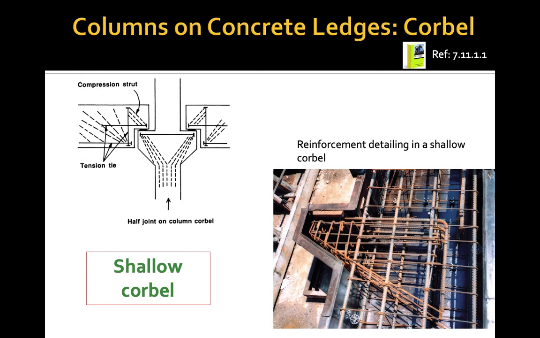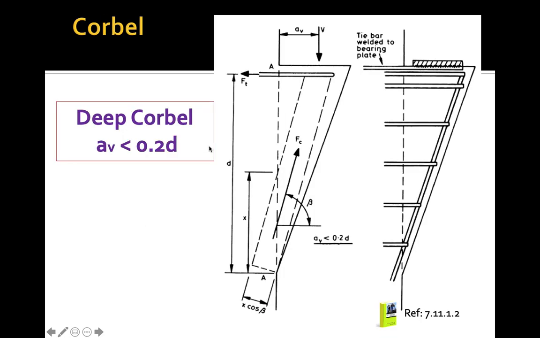As for this corbel, we can design it for only one side, and also we can design the corbels for both sides. So this is for the deep corbel. This is the example of the forces that are acting in the corbel, as well as the arrangement of reinforcements in the corbel.